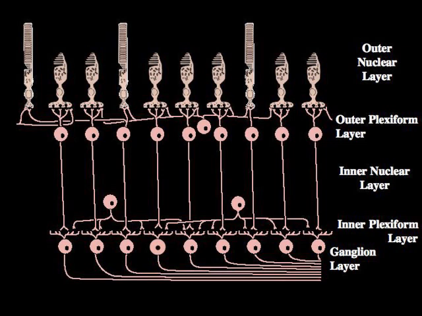So, transducers, rods and cones, do not generate action potentials. Bipolar cells do not generate, excuse me, action potentials. Horizontal cells do not generate action potentials. Ganglion cells generate action potentials. So what's happening is we're getting a complex network of membrane potential changes in this nervous plexus, which is influencing the rate of action potential generation in those cells.